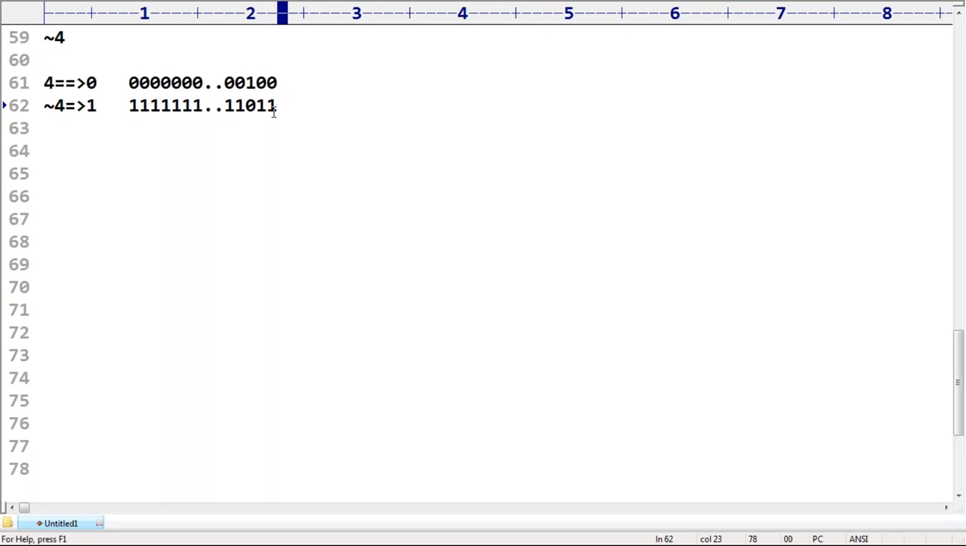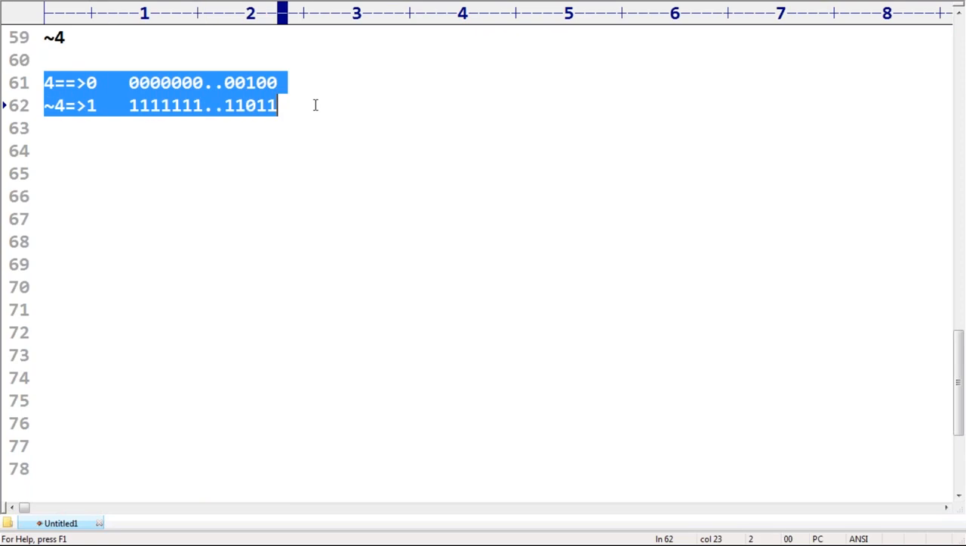Any doubt up to this? Just what I'm doing is the complement operation: zeros are replaced with ones, and ones are replaced with zeros. Any doubt?